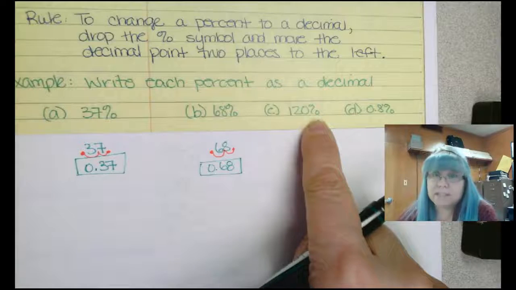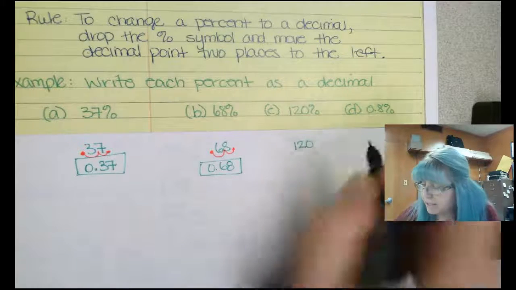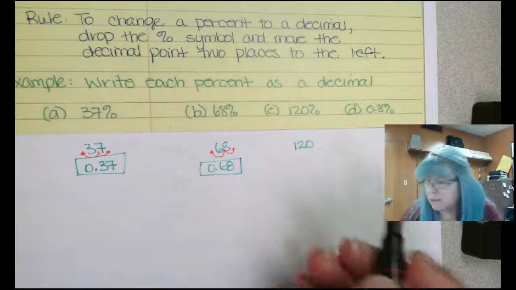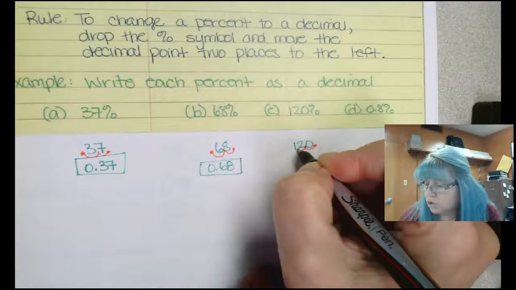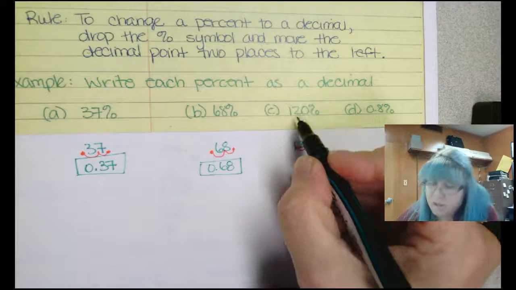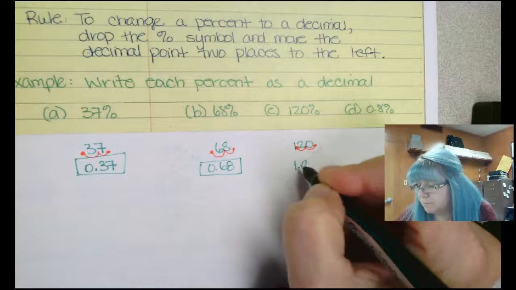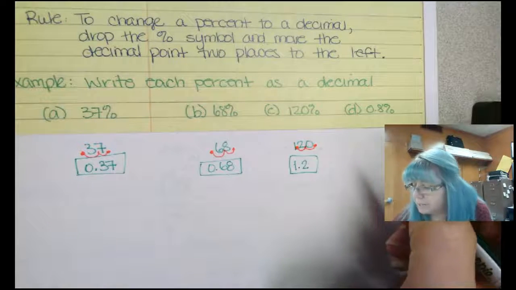120%. First things first, let's drop the percent symbol. 120. Now let's move the decimal 2 places to the left. It's all the way to the right now. 1, 2. Therefore, my decimal version of 120% is 1.2. You could have 1.20, but it's not necessary.